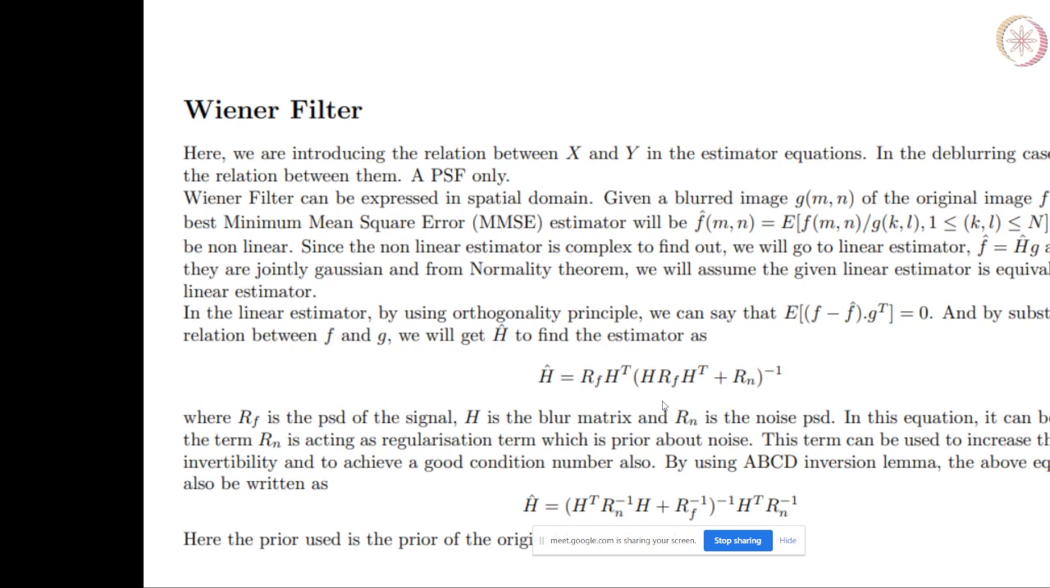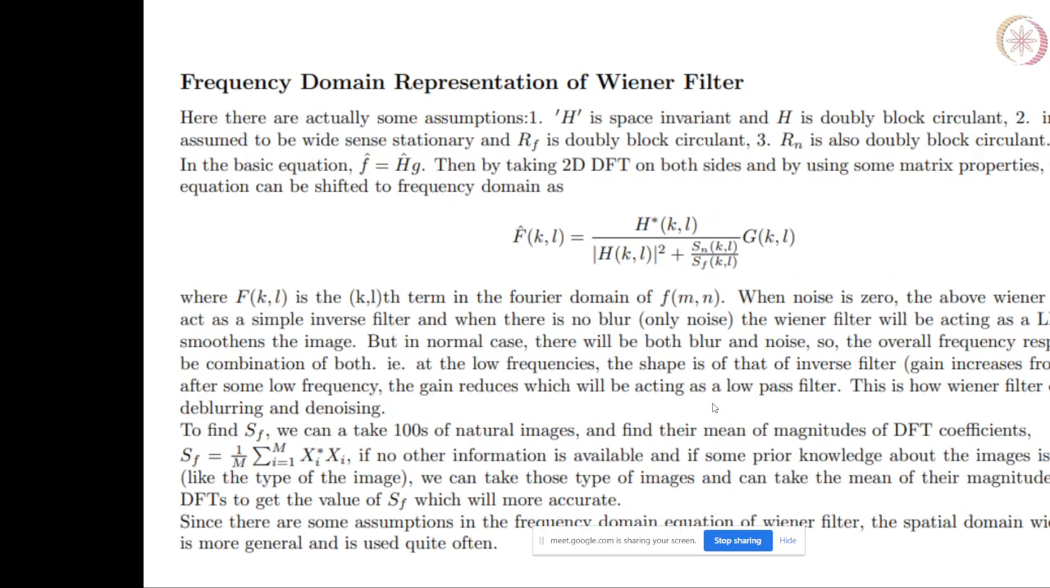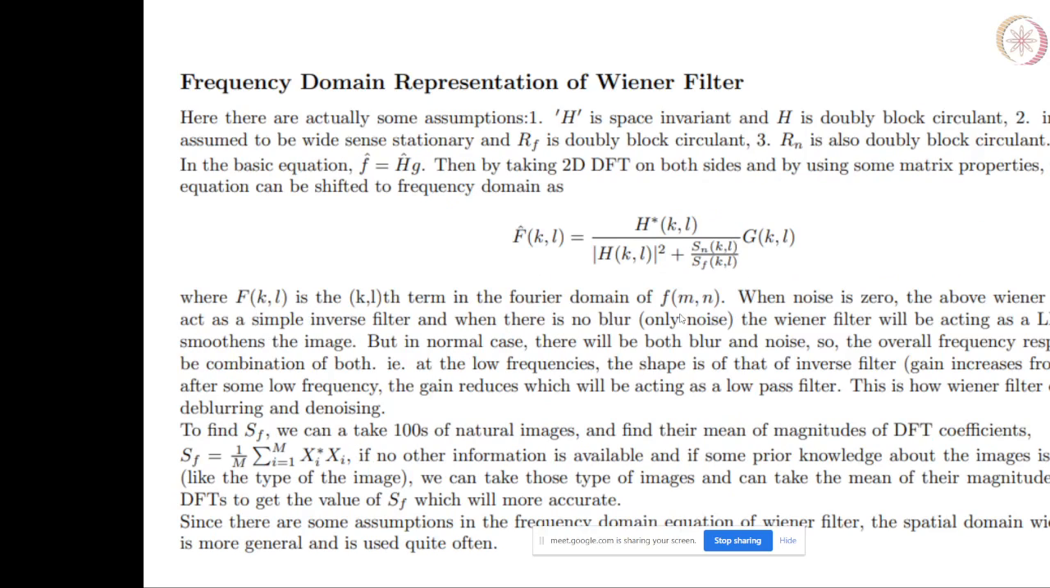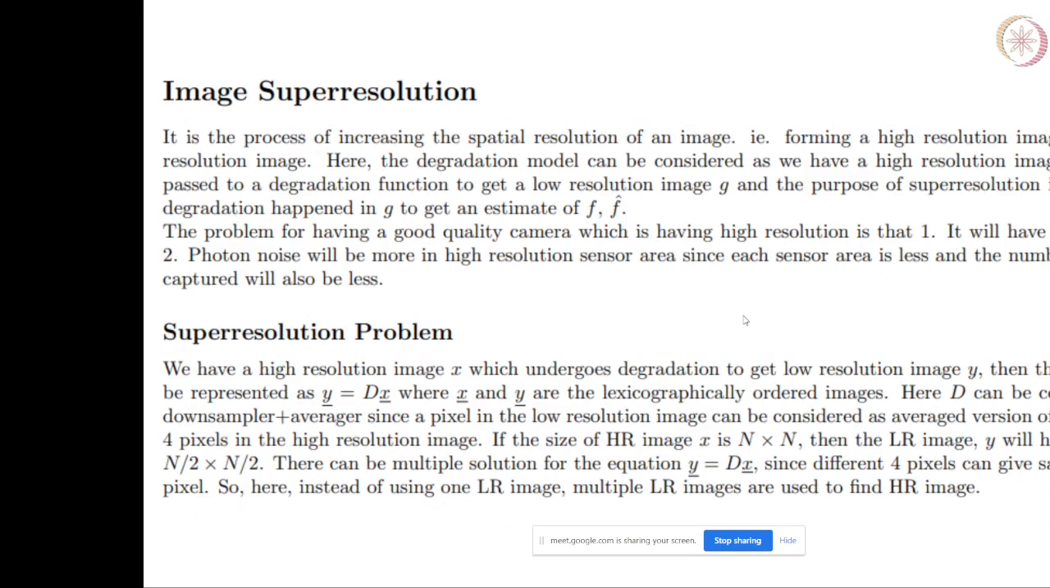So this is the Wiener filter in the spatial domain. Then in the frequency domain also, we can take the Fourier transform of this equation to get it like this, where G is the blurred image and H is the blurring kernel. So this equation can be used in the new assignment.